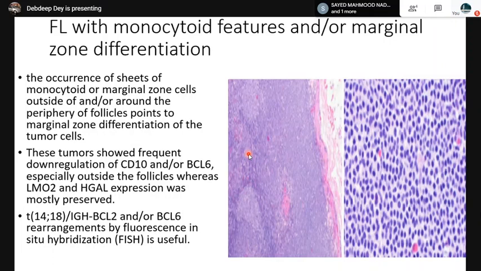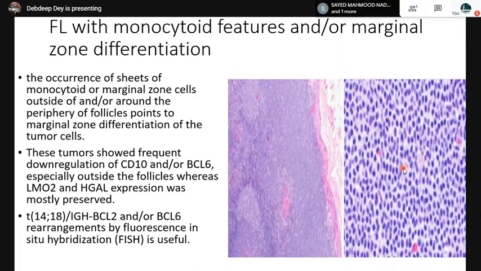Next up is follicular lymphoma with monocytoid features or marginal zone differentiation. So what happens is, this is the follicle, as you can see here. Outside the follicle, there is this proliferation of monocytoid or marginal zone cells, which points to marginal zone differentiation. So what does it look like? It looks like small cells with abundant clear cytoplasm. This shows frequent downregulation of CD10 and BCL6, making it even more difficult to diagnose.